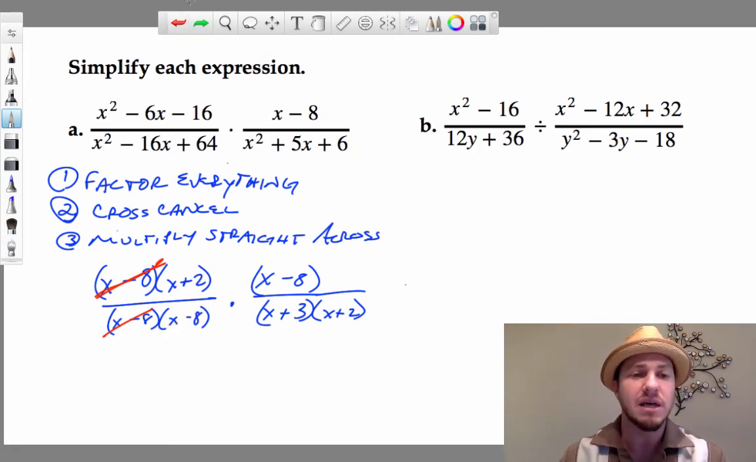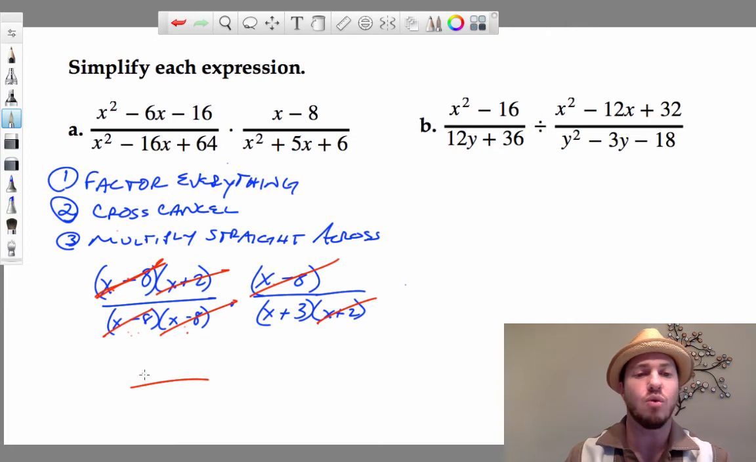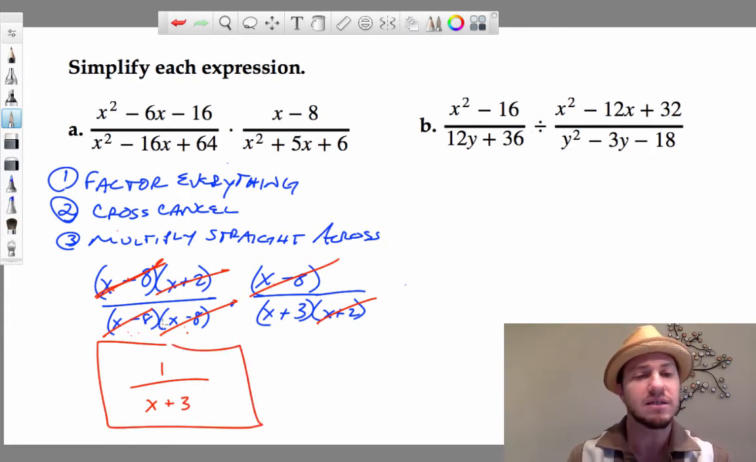But in this case, because I have 2 in the numerator, 1's over here, and 2 in the denominator, I can cancel these 2 out and then go and cancel these 2 out. I also have this x plus 2 is going to cancel out with this x plus 2. So since I don't have anything left in the numerator, I'm going to leave that as a 1. And the only thing left in the denominator is x plus 3. I'm left with 1 over x plus 3. And that's the simplified form.